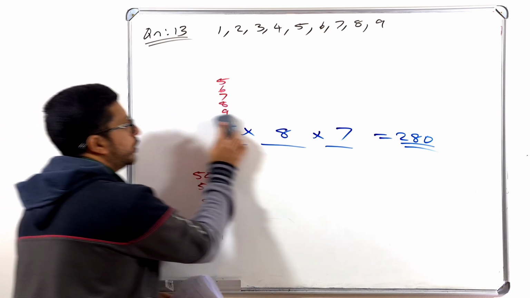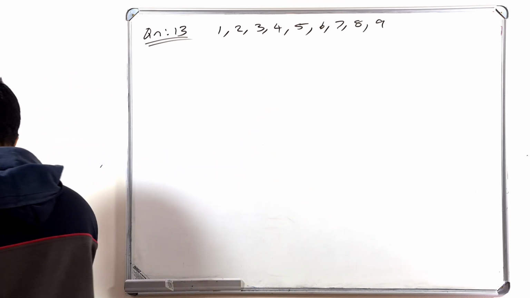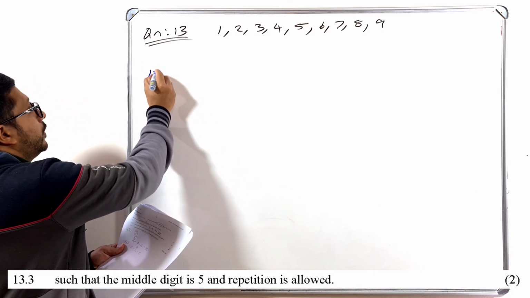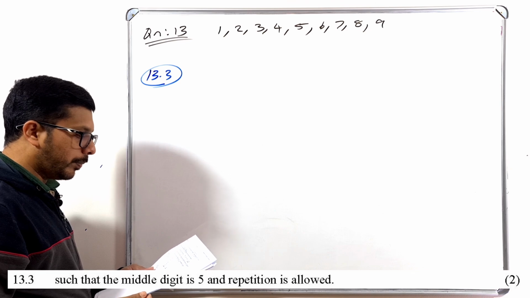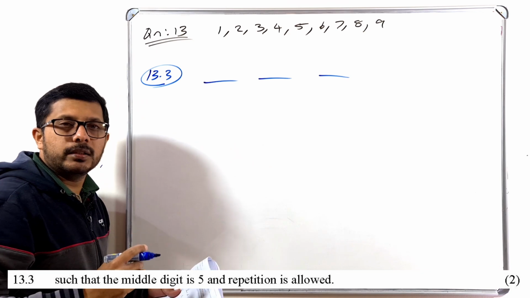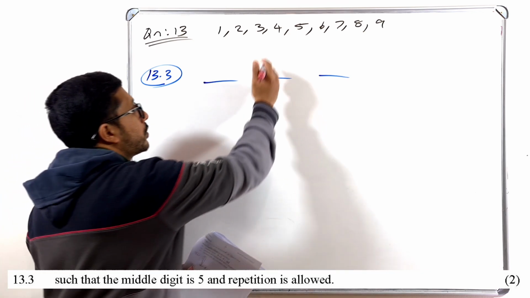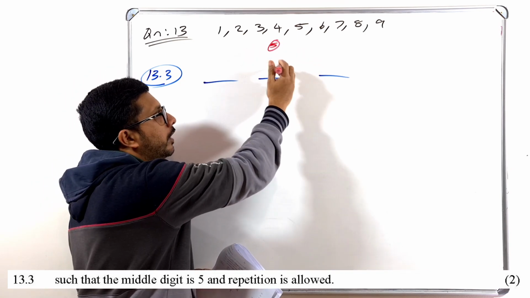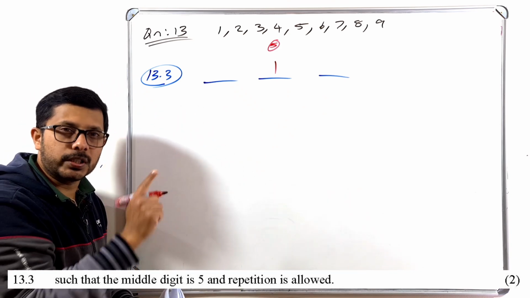What is question number 13.3? There also you have to find the number such that the middle digit is 5 and repetition is allowed. So we have to make a 3-digit code, and in this question they are saying that the middle digit is 5. So this is the middle digit. That digit must be 5, so we don't have any other option. We must put that 5 there. Only one option, that is that 5.